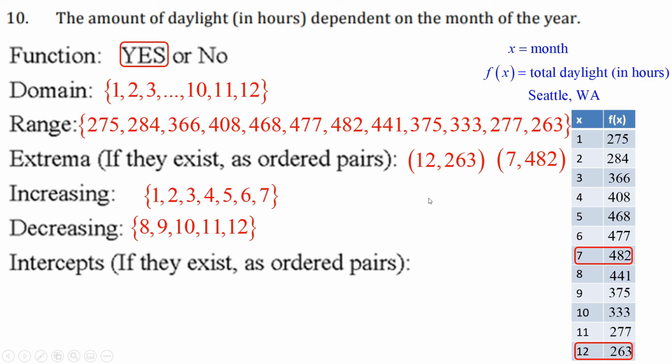And the intercepts. Does x ever equal 0? We don't have a month 0. There's no y-intercept. And do we ever have 0 hours of daylight in any month anywhere? No, we don't. Guess what? There are no intercepts.